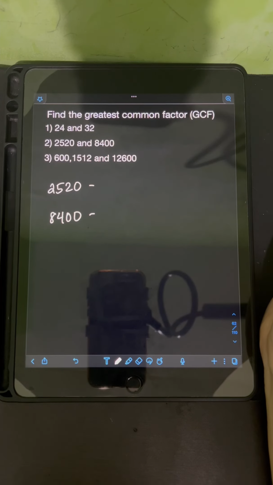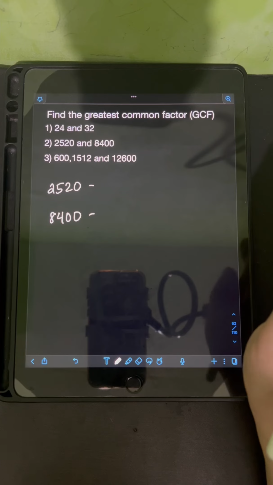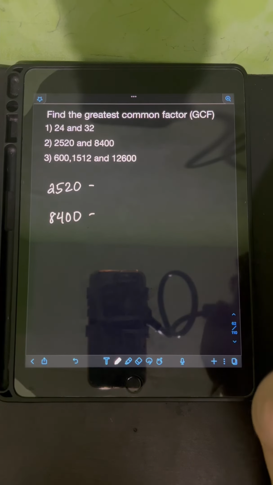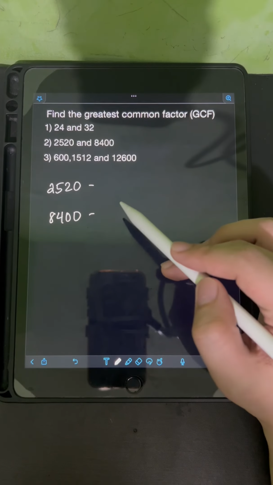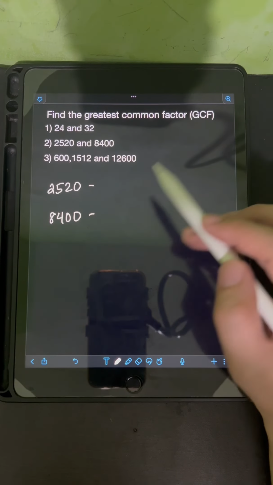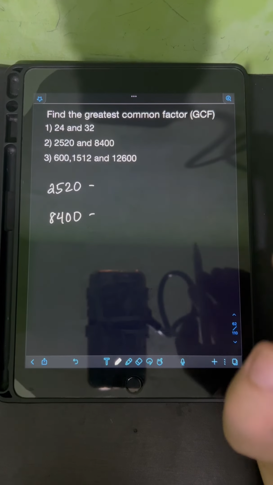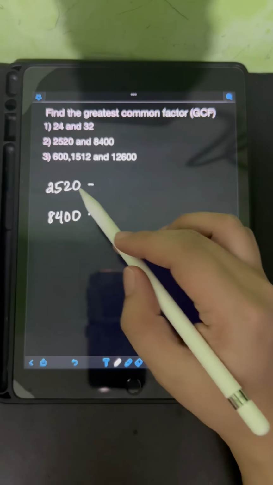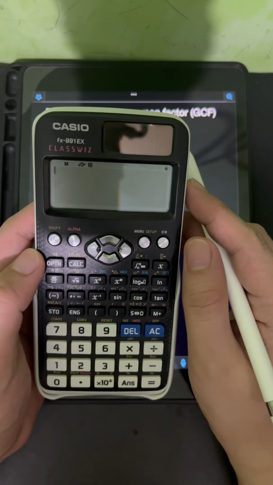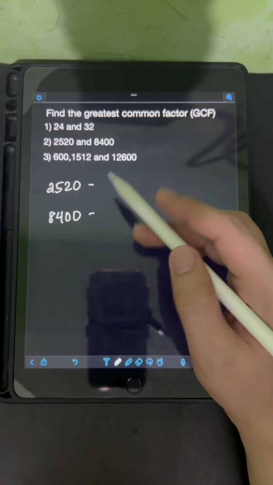By the way, I already have a previous video about prime factorization. If you haven't watched it yet, I will link the video tutorial in the description so you can check it first, because we will no longer show the solution on how to find the prime factorization of these two numbers. I will just use a calculator. Let's use this Casio FX-991EX ClassWiz to find the prime factorization of the two numbers.